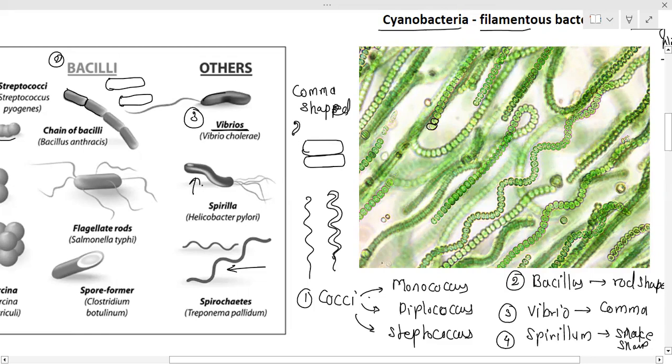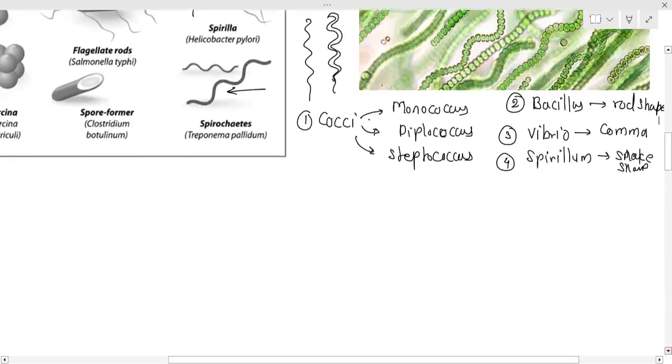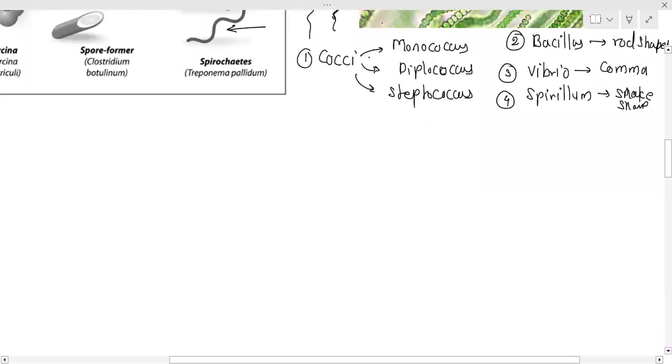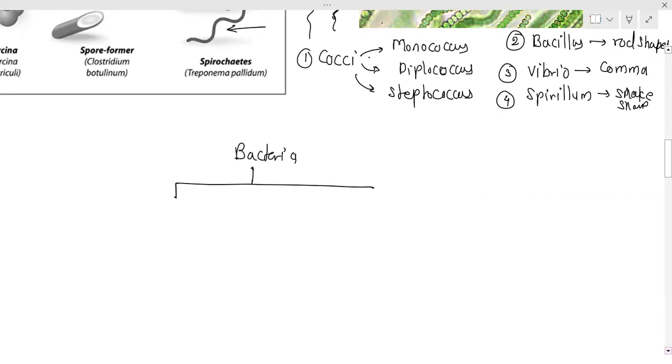Now, the next thing you need to understand is this. Bacteria, that is a prokaryotic cell, can be motile or non-motile.